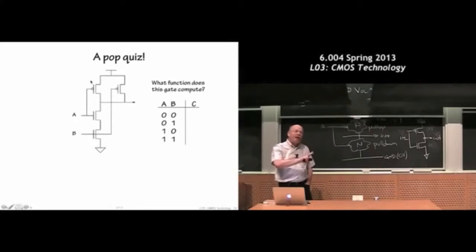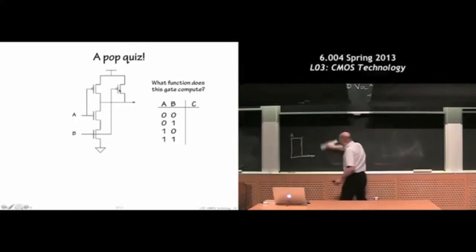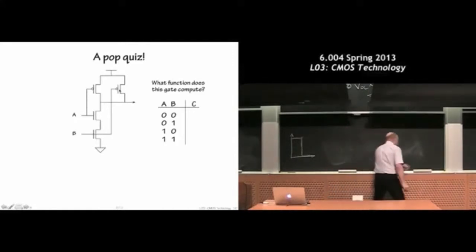So we have series NFETs and parallel PFETs. A and B are connected to the gates of each. So this is actually a connection from B both to the gate of this guy and then up here to the gate of that guy. Let's figure out what this gate is. So when A and B are both low, so first of all, how many different combinations of A and B are there? There's two inputs, so we have A and B.